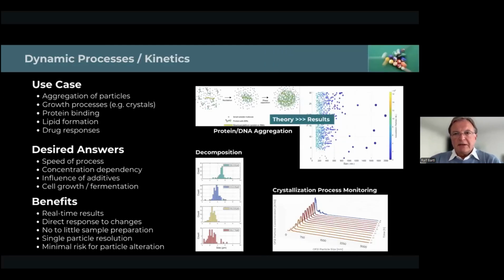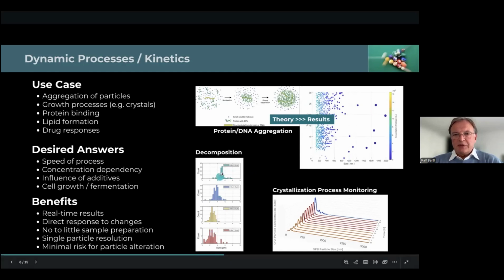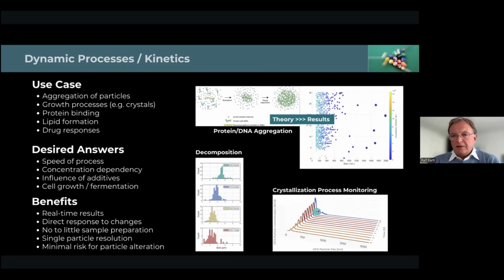As we are measuring continuously, this also allows us to monitor dynamic processes or kinetics, such as in this example, aggregation of proteins and nucleic acids, where you can see the changes over time. Here, this is an example of a decomposition process where you see the compound degrades after a while, or this is an example of crystallization processes. So you really get very in-depth information on changes in your process.